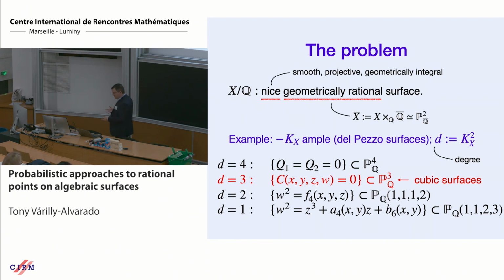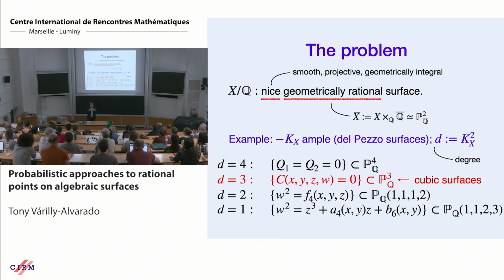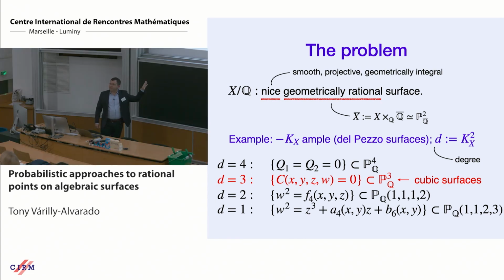Del Pezzo surfaces of degree 4 are smooth complete intersections of two quadrics in 5 variables, so they live naturally in P4. Del Pezzo surfaces of degree 3 are cubic surfaces. These are very classical objects, going back to Cayley and Salmon and the study of the 27 lines on a cubic surface. I'm going to look at them over the rational numbers and try to study their arithmetic. I've highlighted them in red because they're going to be the main subject of this talk. But I should also tell you that I'm really interested in what happens if I look at these other degrees.